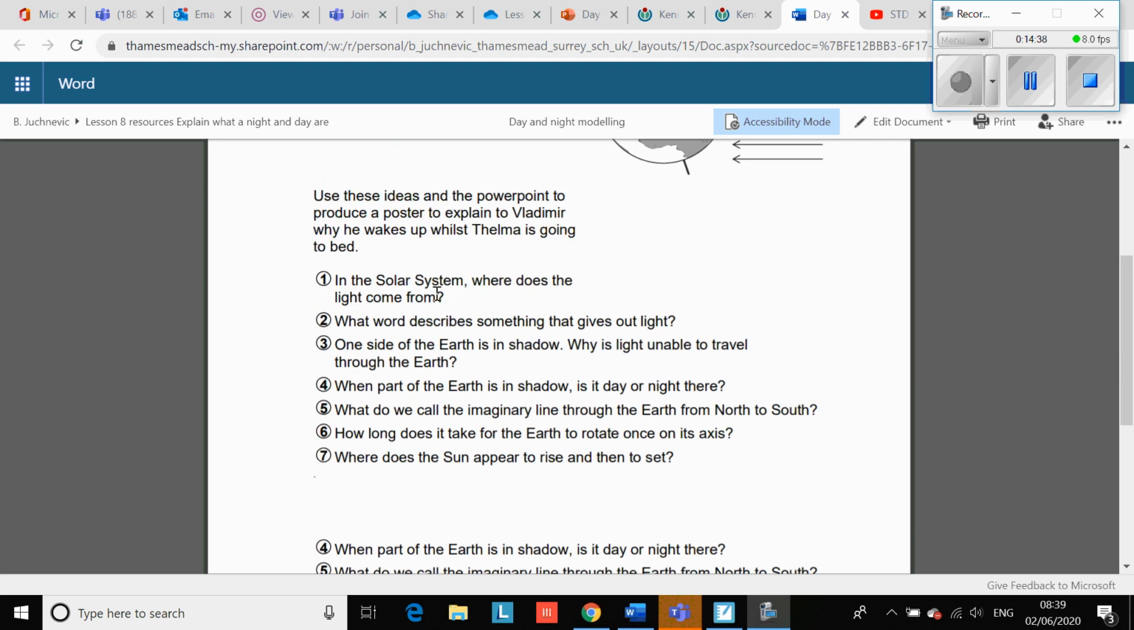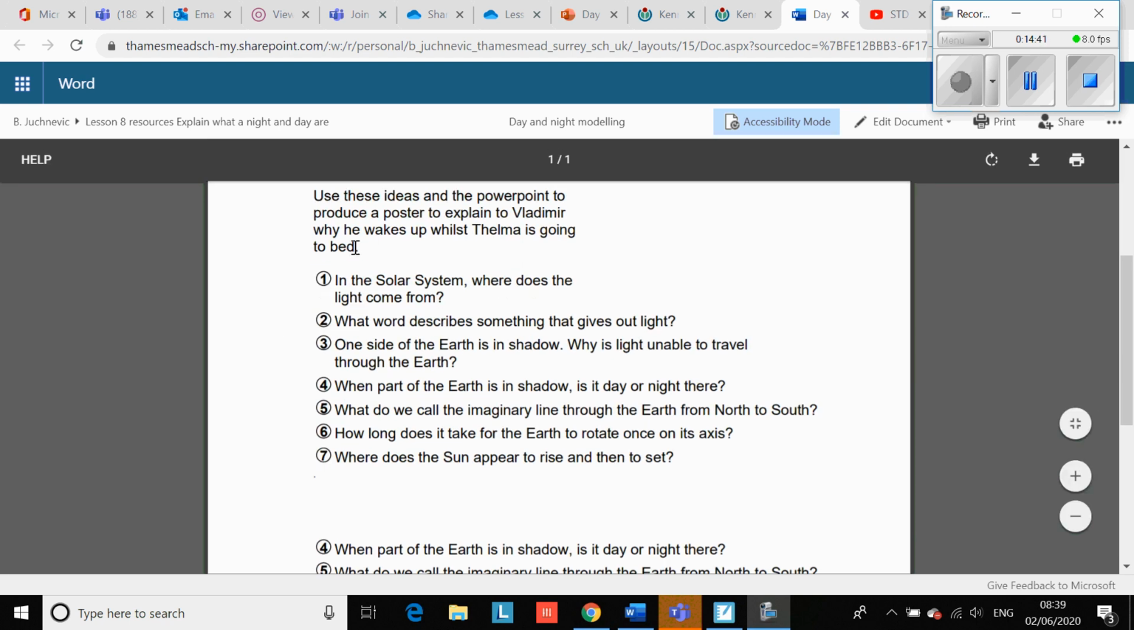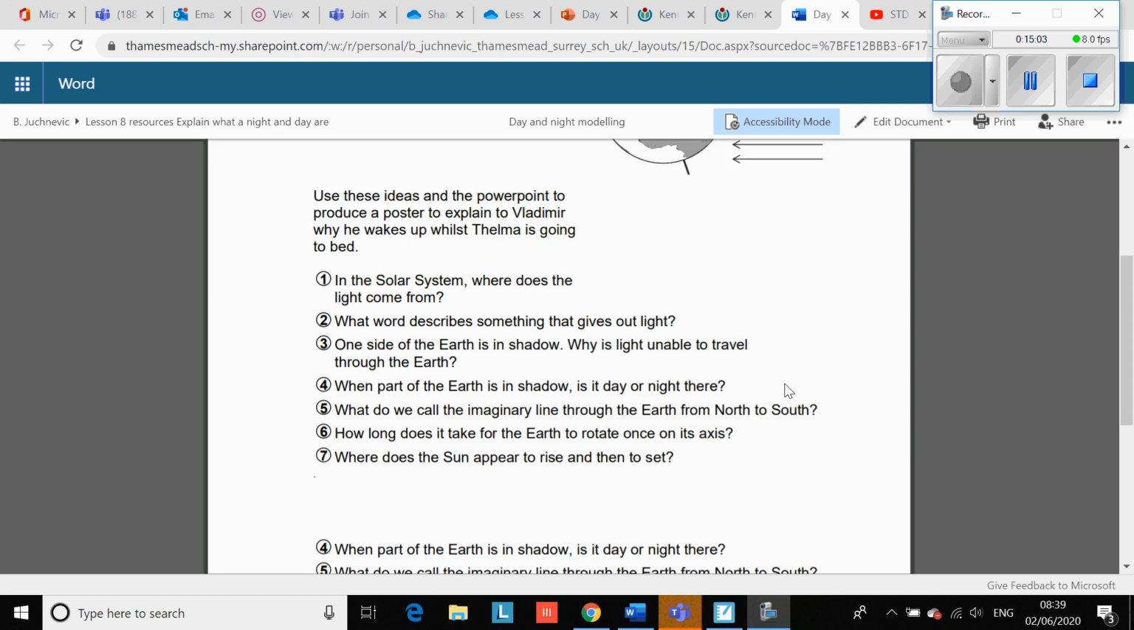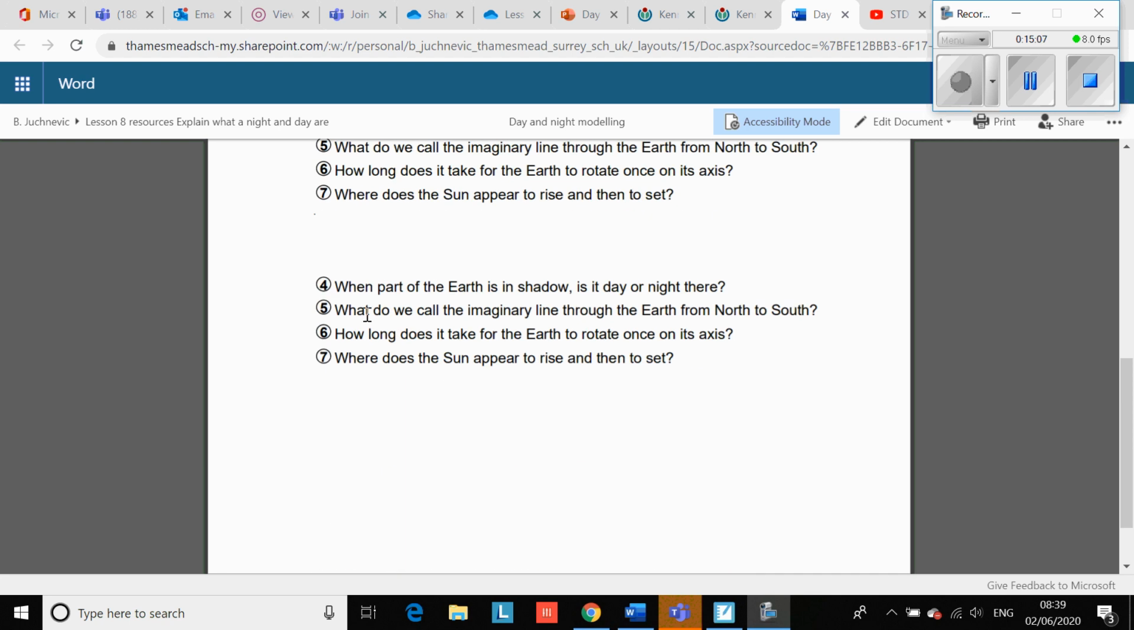So, a few things you need to include. In the solar system, where does light come from? You need to explain that in your poster. What word describes something that gives off light? One side of the Earth is in shadow. Why is light unable to travel through the Earth? When part of the Earth is in shadow, is it day or night? What do we call the imaginary line through the north south? You would have got that from the video. How long does it take for the Earth to rotate once on its axis? And where does the sun appear to rise and set?